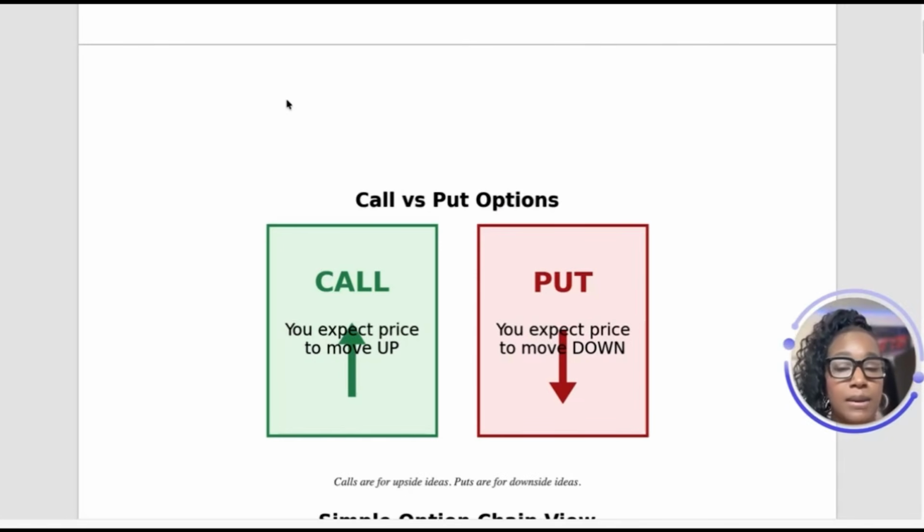Now, the two types of option contracts that you're interested in purchasing, and this is easy because there are only two to remember, are a call or a put. This is my favorite way to remember it. It's just my background of being an elementary school teacher. I always wanted my kids to absorb the information, so I had to find a way to make it stick. So when you're looking at a call, you see that price is moving up.